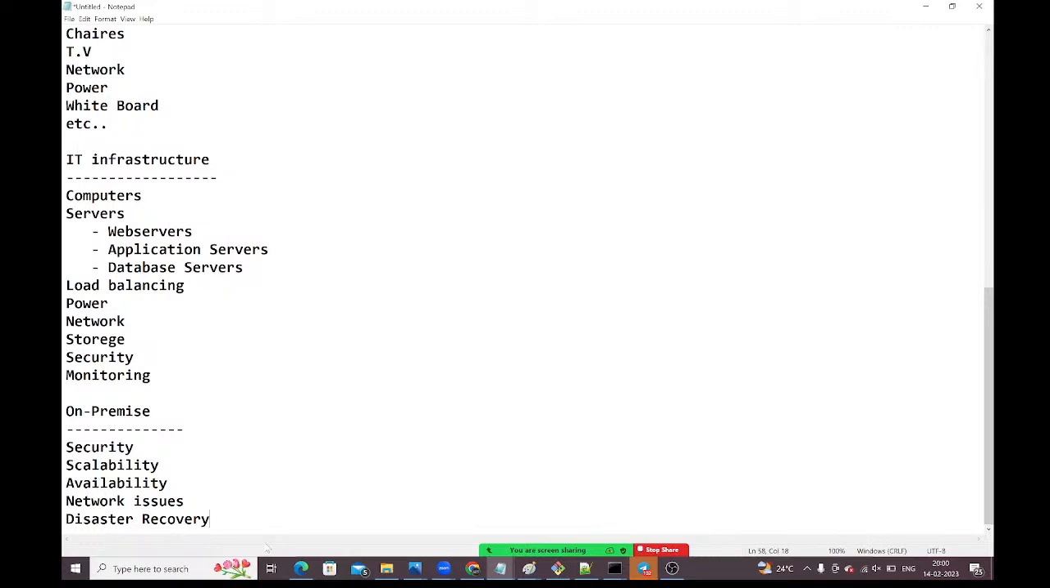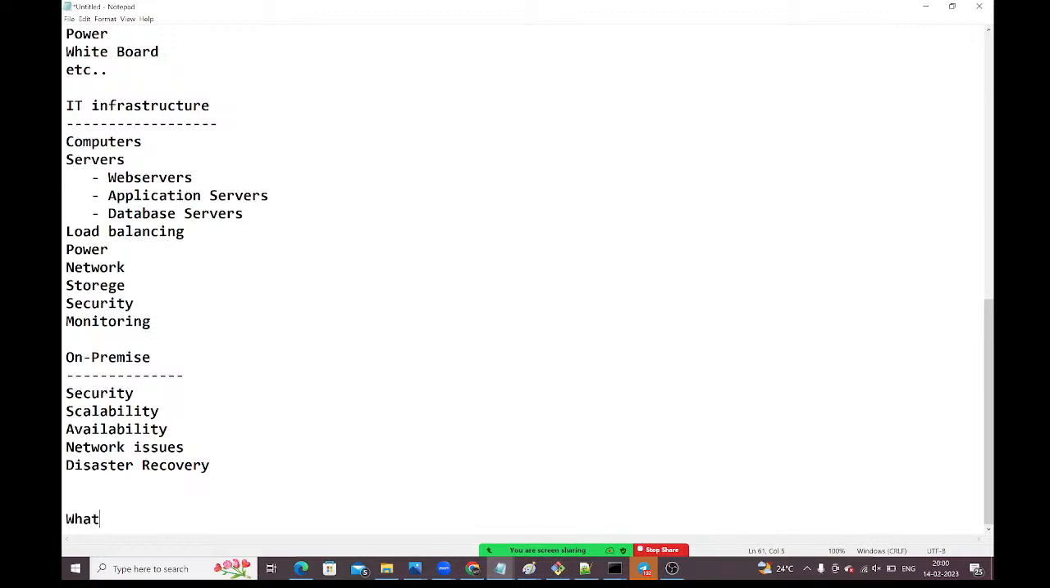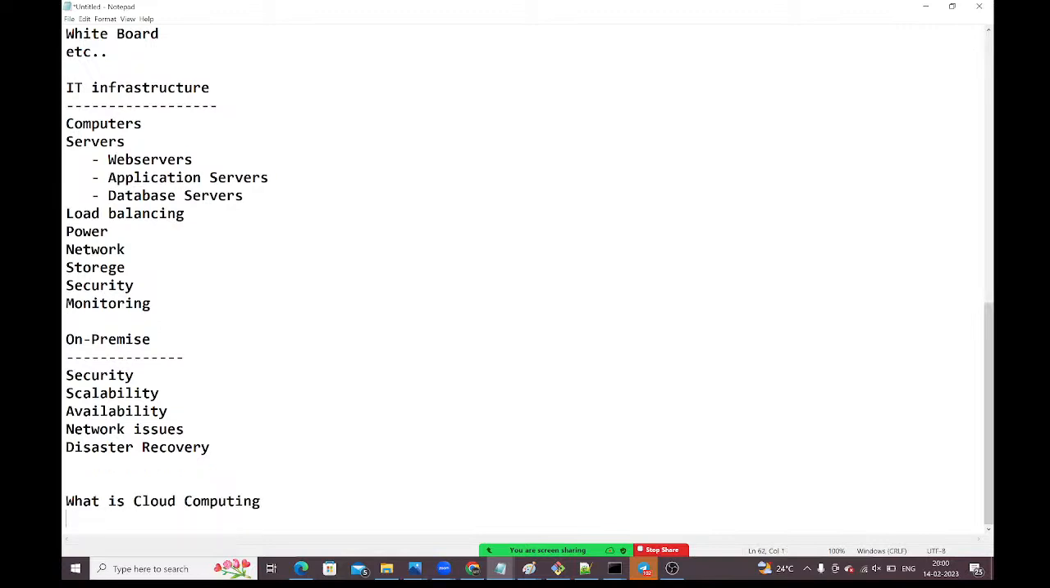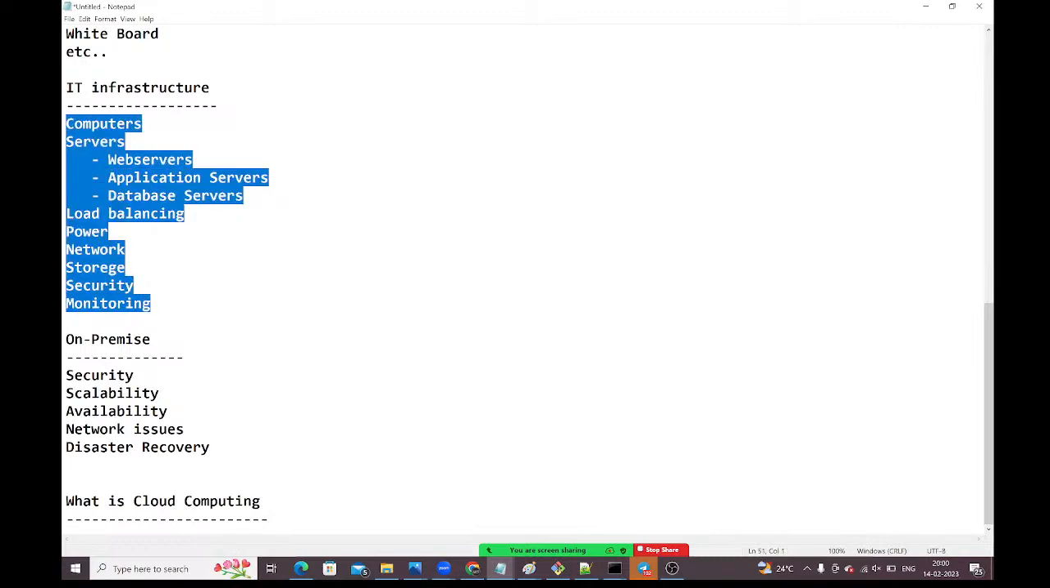Guys, now tell me, what is cloud computing? Providing IT resources on demand basis over the internet is called cloud computing. Providing the IT resources. All these are IT resources only: computers, servers, load balancing, power, networking, storage, security, monitoring.